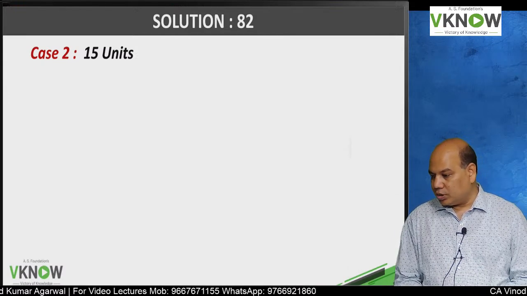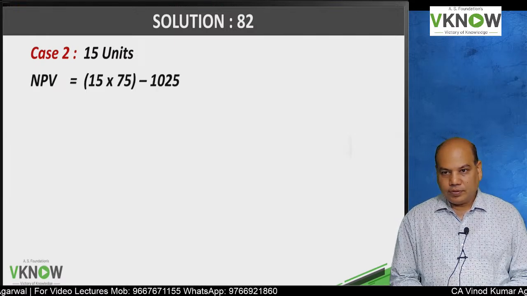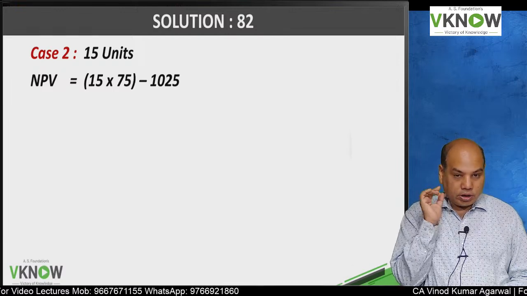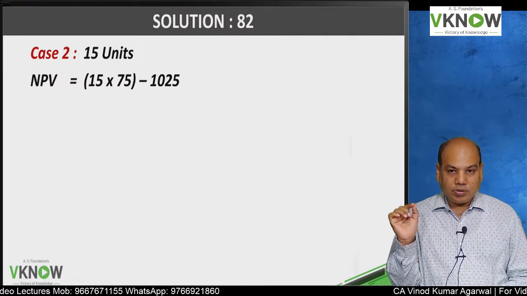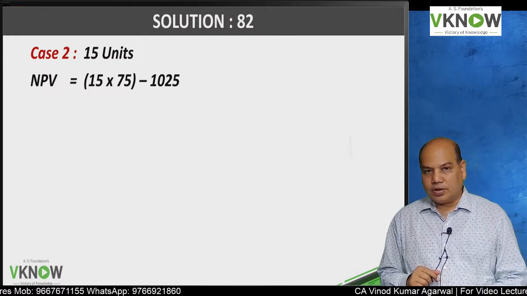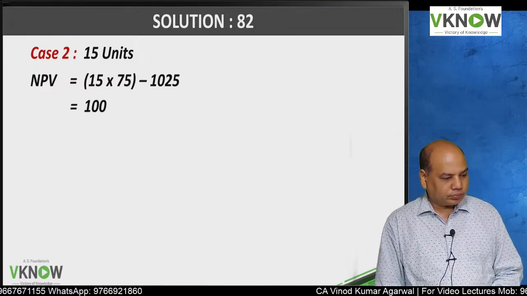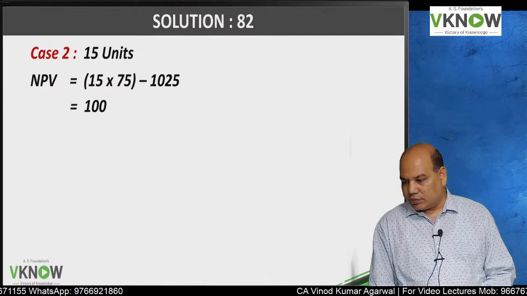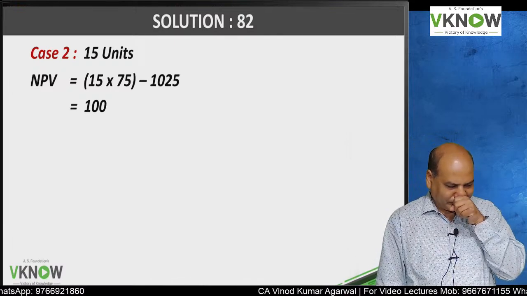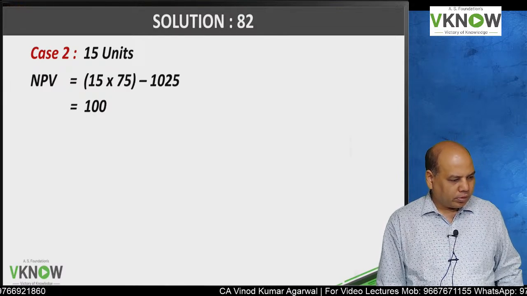Right below, case 2, 15 units. NPV will be 15 units into 75 lakh per unit. But the construction cost of 15 units is 1025. I think it is 100 now. Just check. 100 is right.